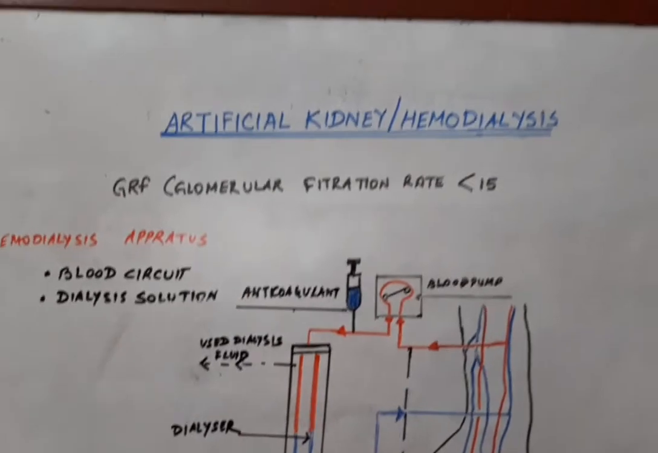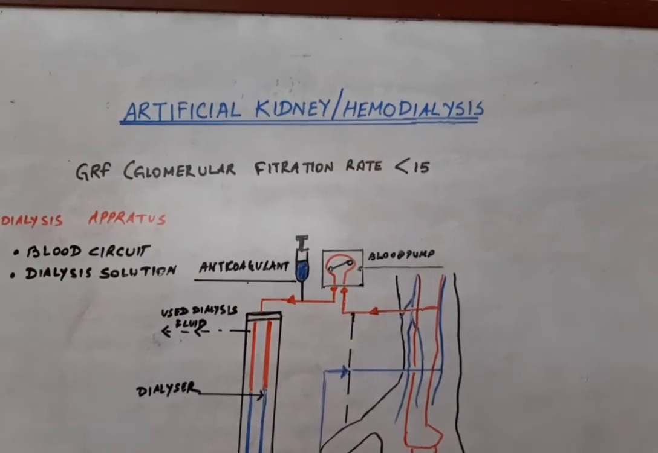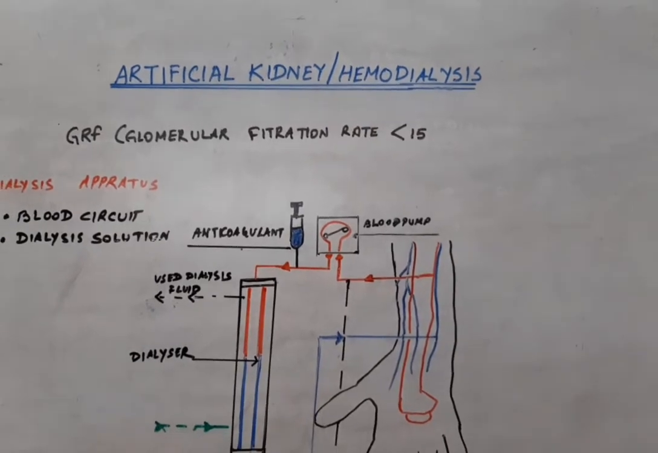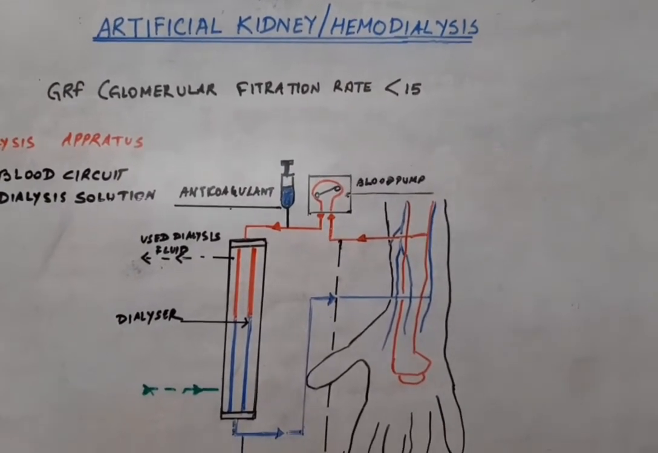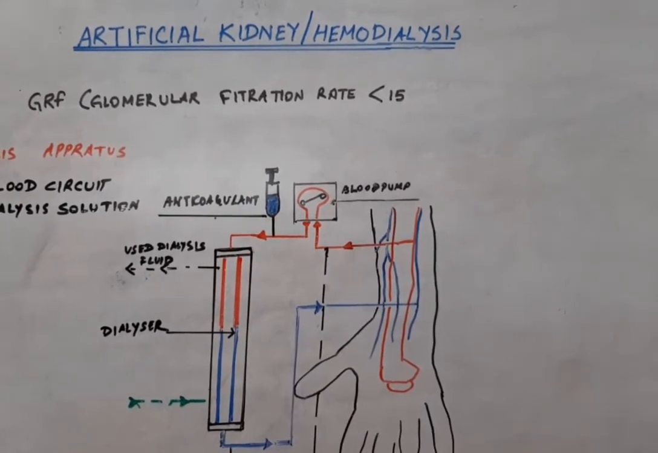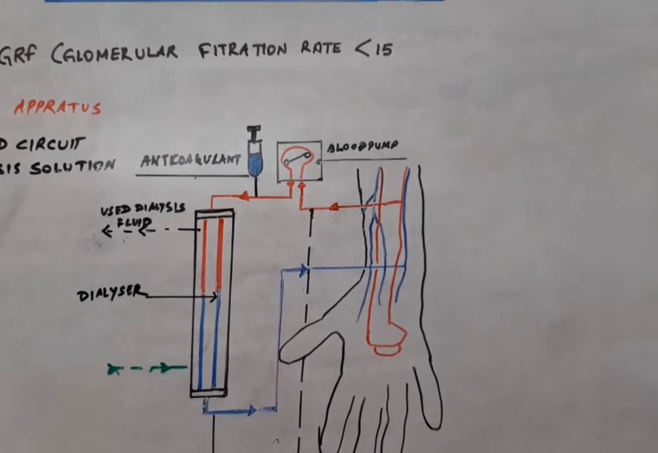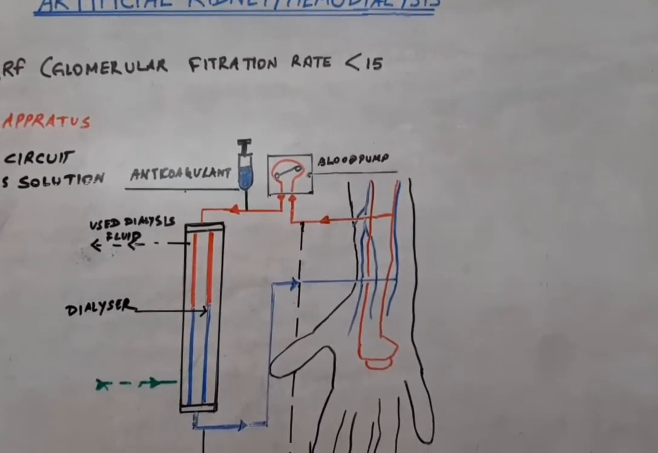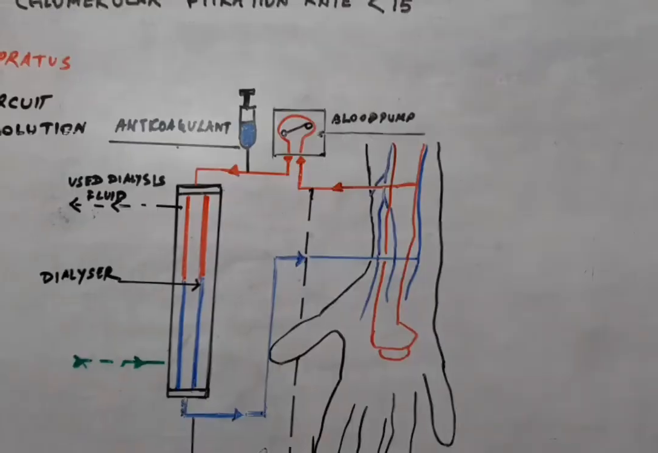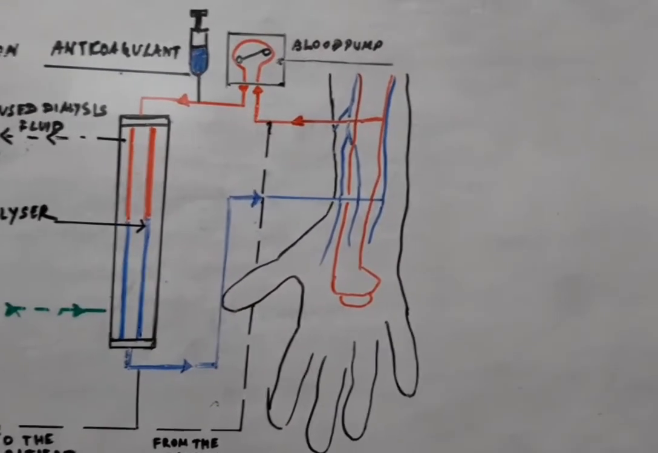Now students, let me tell you about the working of the artificial kidney. Here you can see I have drawn a figure which shows the dialyzer unit and the human hand from where the blood is pumped out. So how does it work? Let me show you.